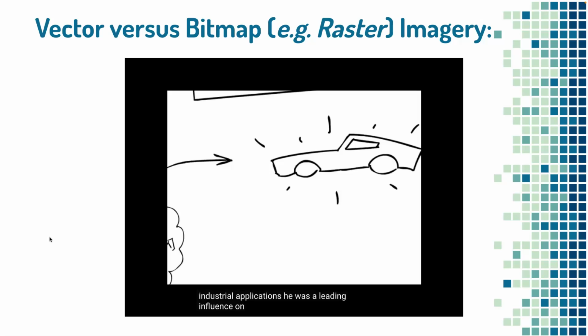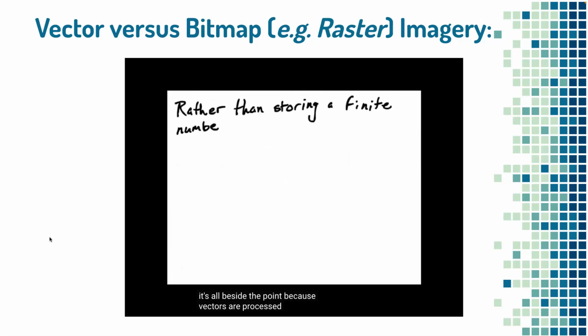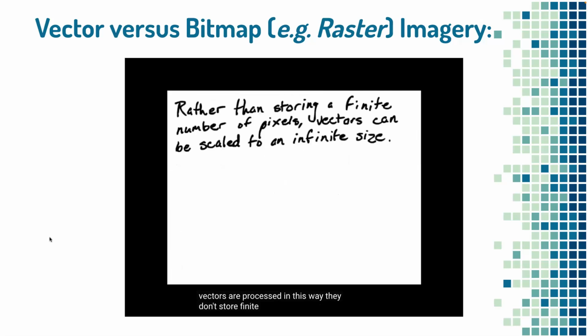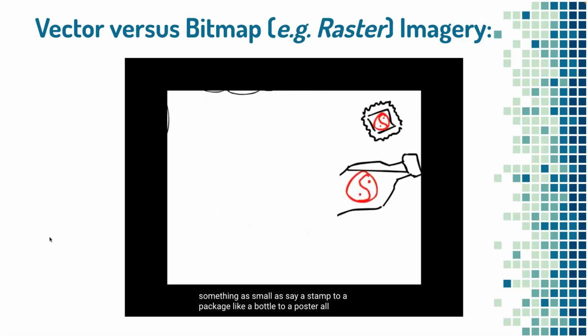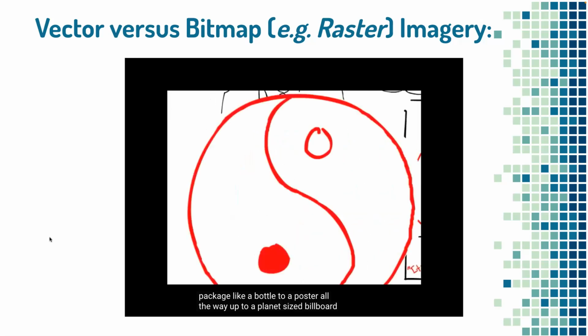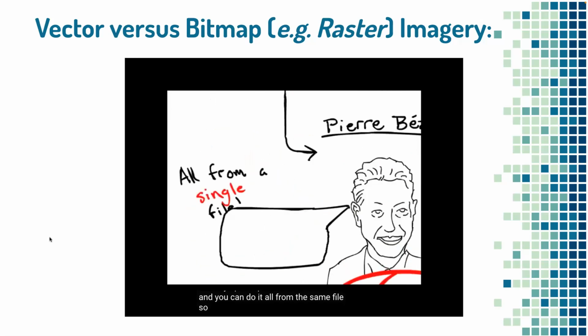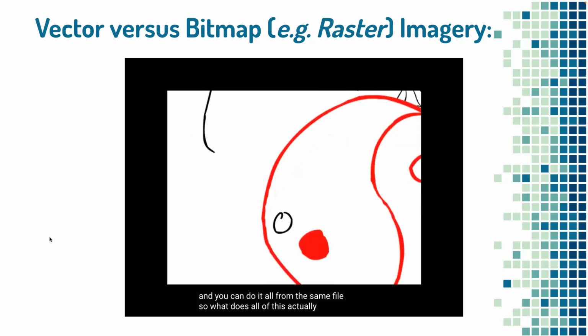He was a leading influence on how CAD and CAM machines work and how 3D models are created, and it's all beside the point. Because vectors are processed in this way, they don't store a finite number of pixels and can be scaled to an infinite size with no pixelation. This means they can be used for something as small as, say, a stamp, to a package like a bottle, to a poster, all the way up to a planet-sized billboard, and you can do it all from the same file. So what does all of this actually mean?